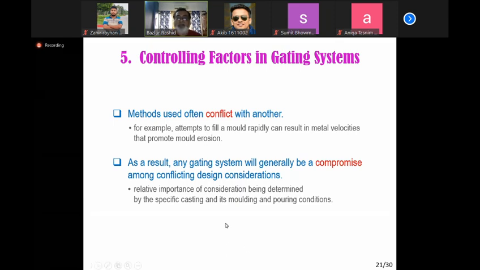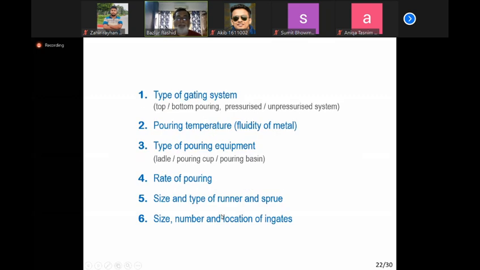So, in general, the contributing factors in the design should be these 6 points. Firstly, we have to decide whether it is top pouring or bottom pouring, and whether it is a pressurized or non-pressurized system. Then the pouring temperature. This is critical because the temperature of the liquid metal controls the fluidity of the metal and it controls the solidification aspects of the metal. We have seen earlier.